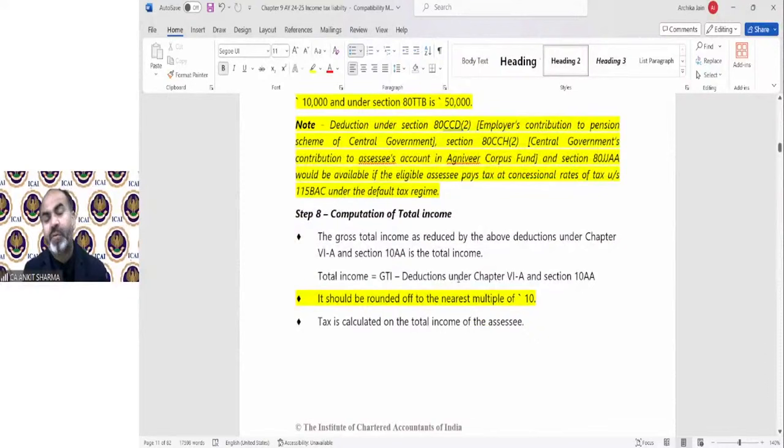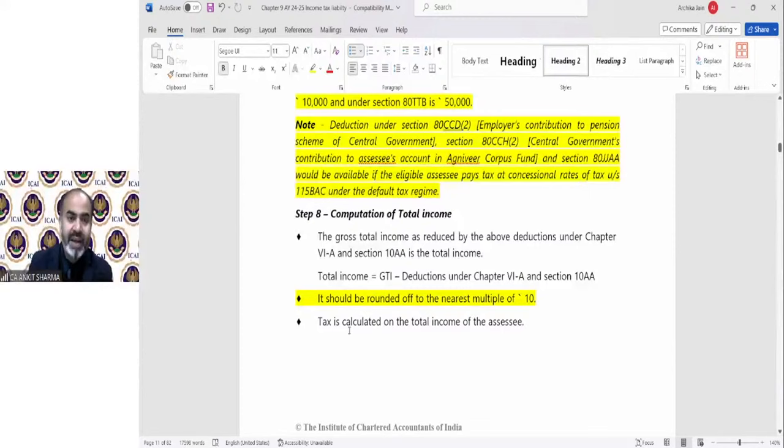Whatever is the gross total income, if out of that gross total income we deduct the Chapter VI-A deductions and Section 10AA, that is special economic zone, then you will find out our total income. And it should be rounded off to the nearest multiple of 10. This is an important point in the examination. For the purpose of examination, you should follow this provision that you have to round off the total income to the nearest multiple of 10. So you can see that till now, we did not discuss anything new. We are just recapping the provisions that have already been gone through with you.